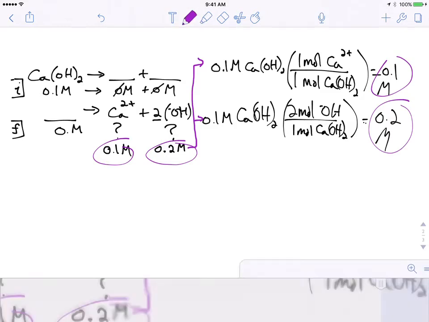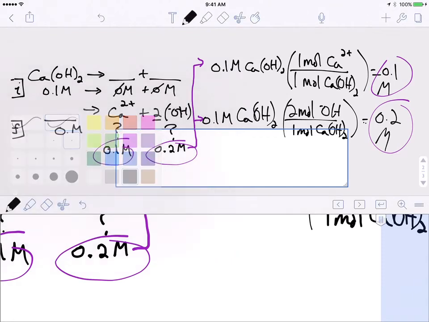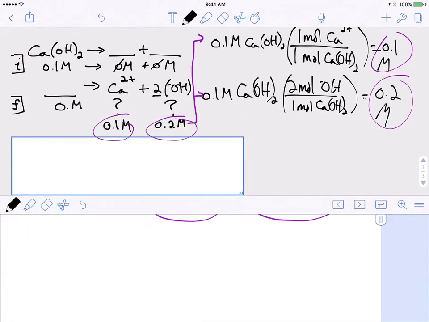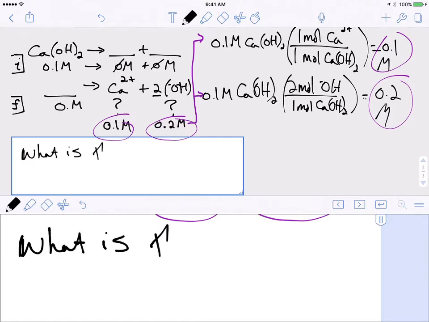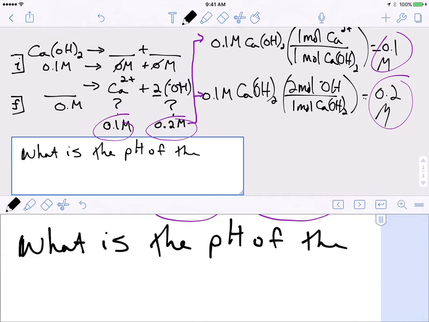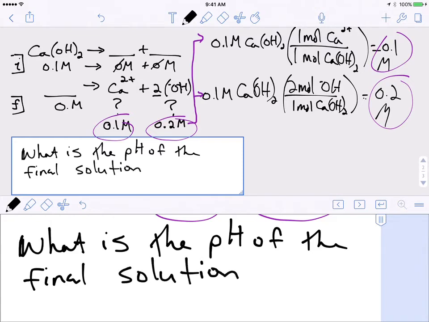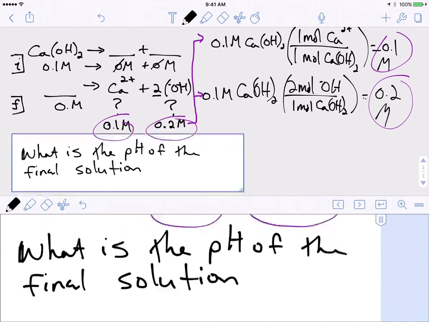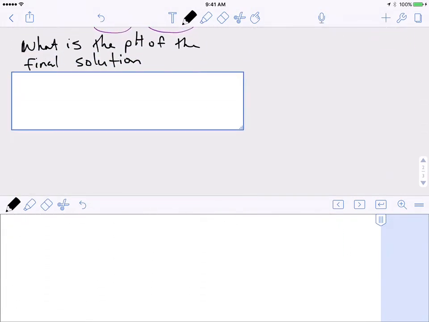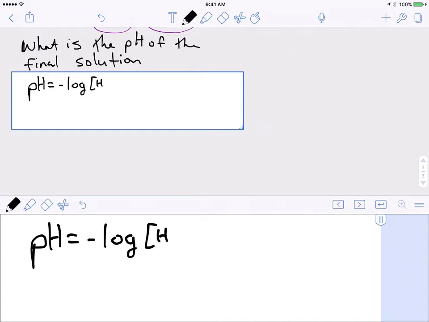Well, part B of the question. Let's see. What is the pH of the final solution? Okay, well, let's figure out what we have. We're looking for pH. Now, what we know about pH is that it is equal to the negative log of the hydrogen ion concentration.